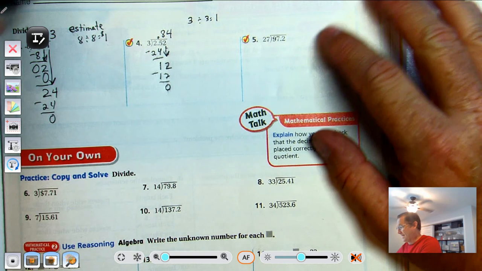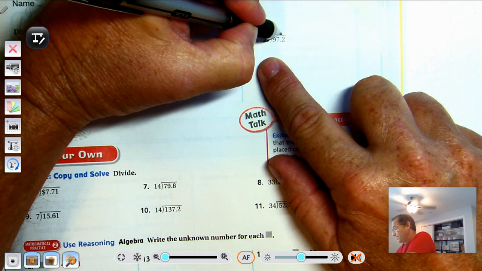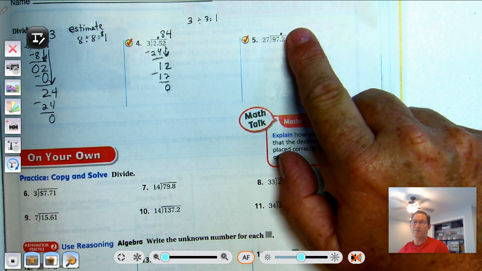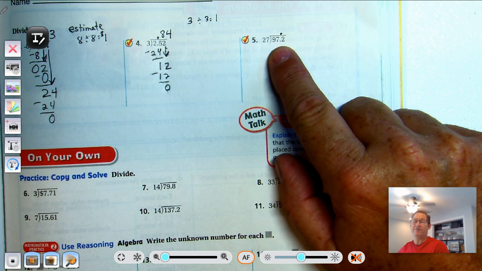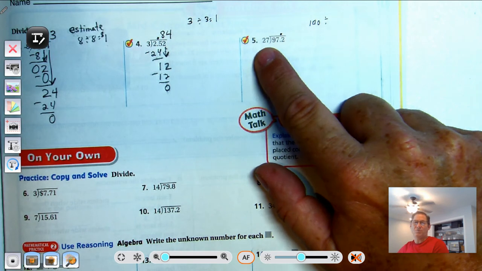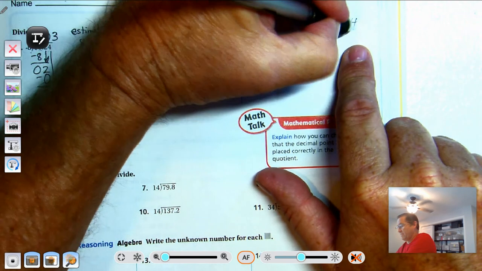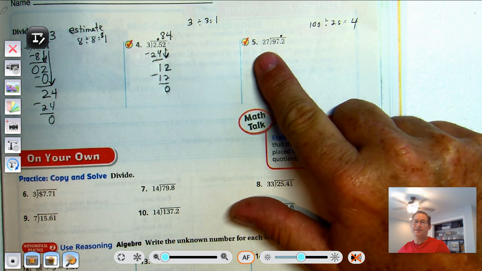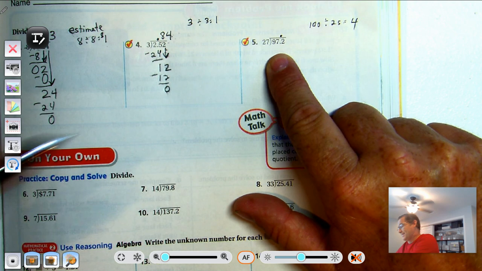All right, 97 and 2 tenths divided by 27. We know that our decimal point is going to be in the tenths. We're just going to bring it straight up. Okay, how many 27s can we take from 97? Well, let's estimate first. 97, that's close to 100, right? And 27, that's close to 25. 100 divided by 25, that would be 4. All right, so we know our answer is going to be about 4. So how many 27s can we take from 97? I think it's going to be 3.